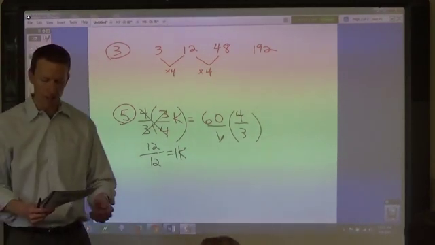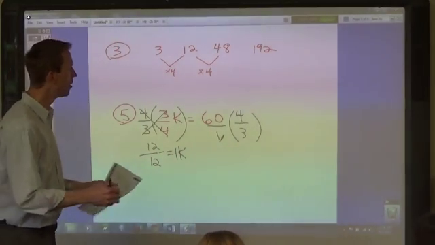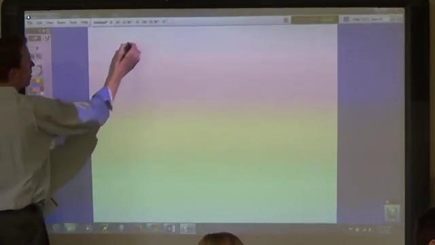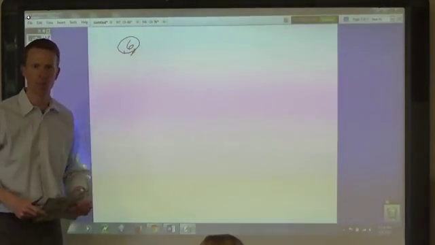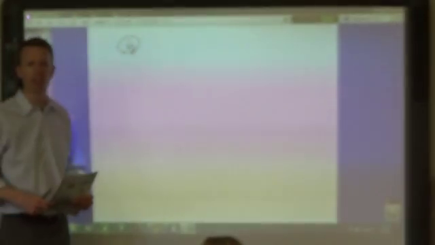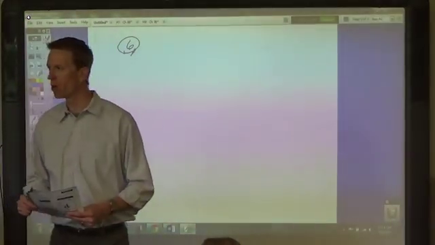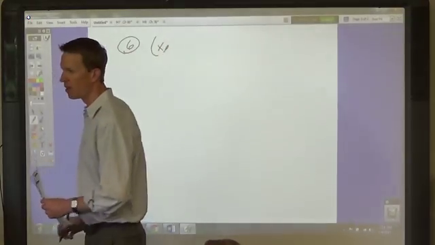Number 6 and 7 refer to that coordinate plane. Remember, when you're writing an ordered pair, what is the first number in the ordered pair? What does it refer to? The first number in an ordered pair, Jordan? The x-coordinate, yep. The x-coordinate.